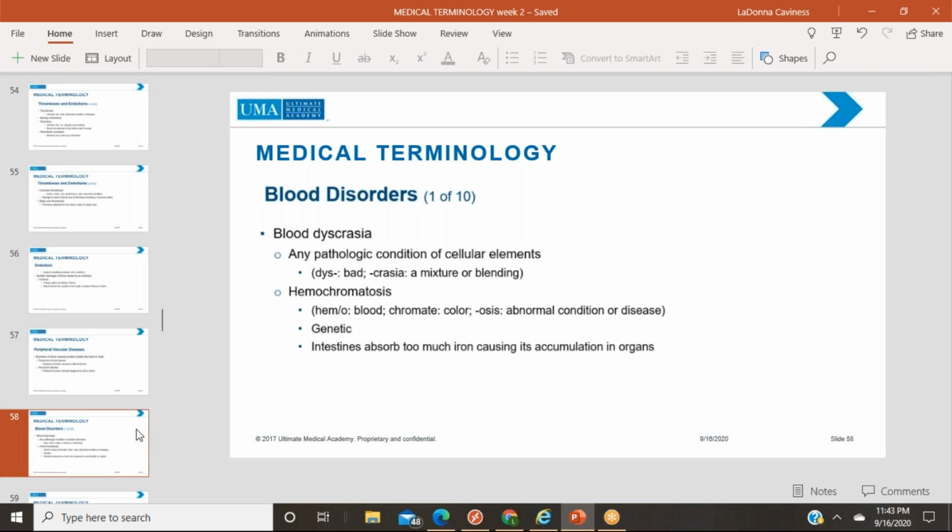Hemochromatosis. Hemo means blood. Chromat is color, and osis is abnormal condition or disease. Genetic. Intestines absorb too much iron, causing its accumulation in the organs.